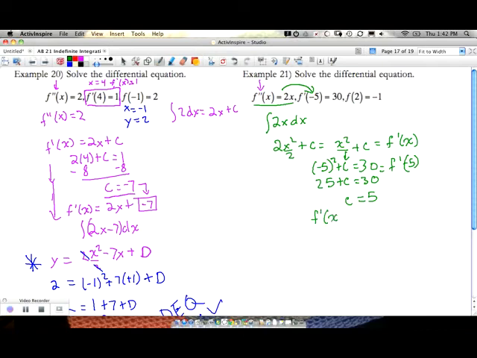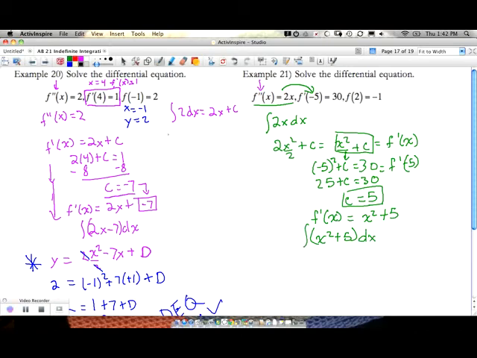So in other words, f prime of x using c equals 5, and the original first derivative that we found, x squared plus c, is going to be x squared plus 5. Okay, so let's see if we can go one more level. So we're at f prime. Now we've got to do the antiderivative of x squared plus 5 with respect to x, of course.